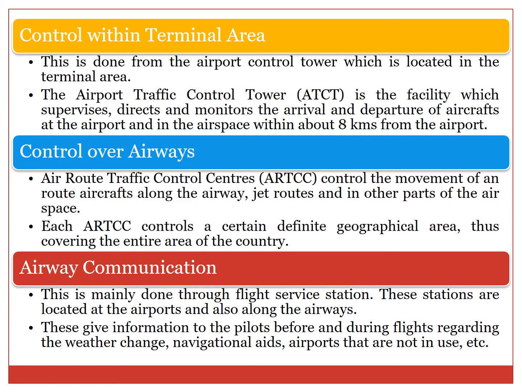Now lastly, airway communication. This is mainly done through the flight service stations. These stations are located at the airports and also along the airways. They give certain information to the pilots before and during flights regarding weather changes, navigational aids, airports that are out of use and the procedures at a particular airport. They also relay air traffic control messages between the ARTCC and en route aircraft. This is another function given by the airway communication.